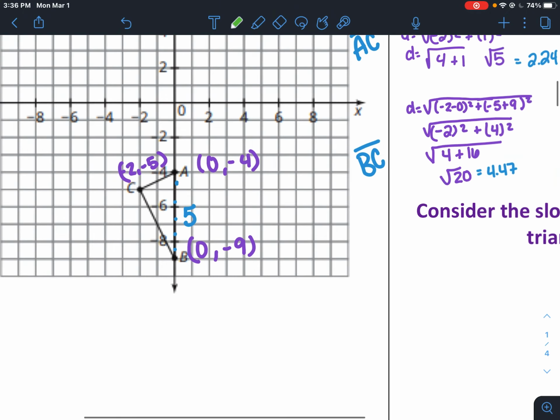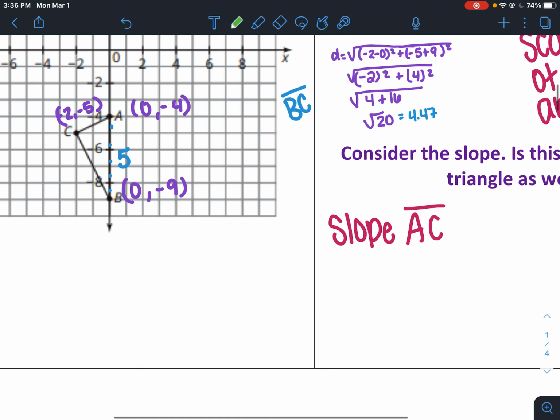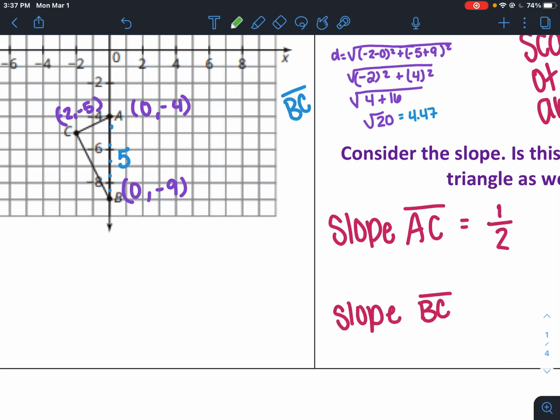So let's do that. So slope AC, okay? For this one, it doesn't say that I have to use the slope formula, so I'm going to use my grid lines and count rise over run. So from point C to point A, I went up 1 and right 2. So my slope is 1/2. Up 1, right 2.